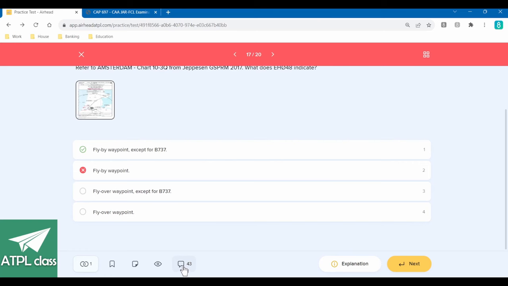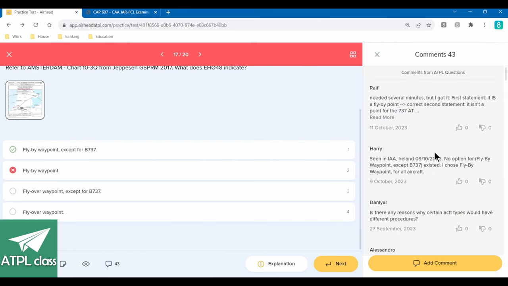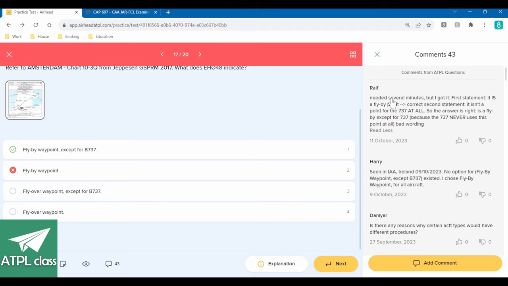Ooh, 43 comments. People are not happy with this one. It needed several minutes, so let's see what Ralph says. But I got it. First statement, it is a flyby point. Correct. Second statement, it isn't a point for the 737 at all. So the answer is right. It's a flyby for 737 because the 737 never uses this point.